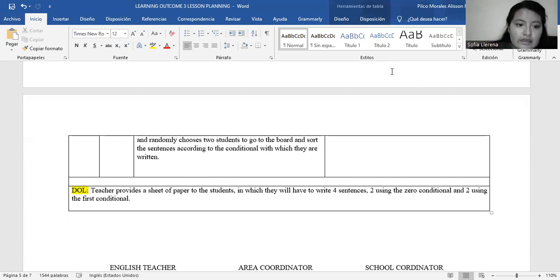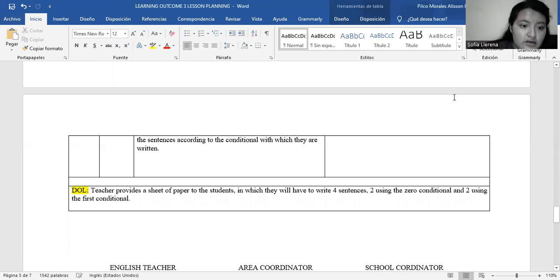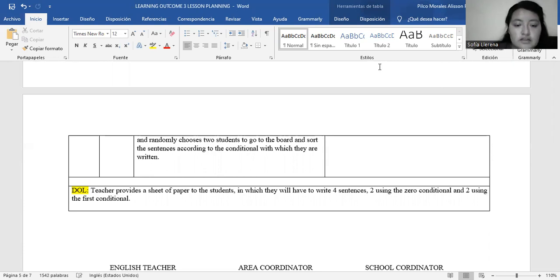It is important to mention that this can be different activities, as we have here, in which the teacher is going to give students a sheet of paper, and students will have to write sentences using the zero and also the first conditional, in order to demonstrate what they have learned during the lesson.